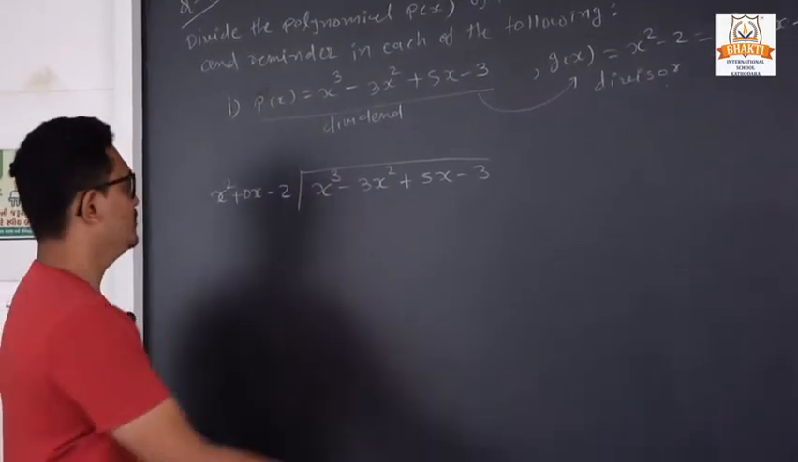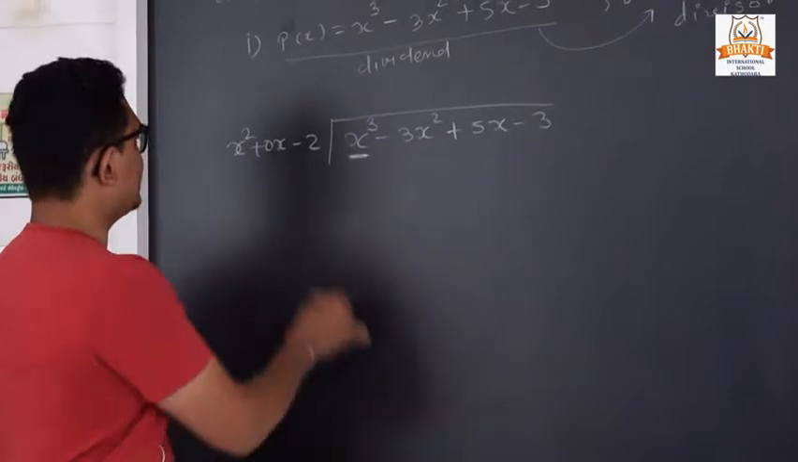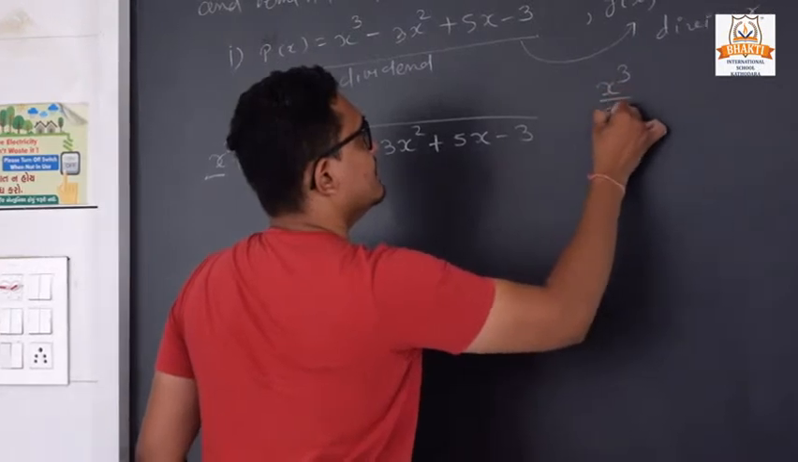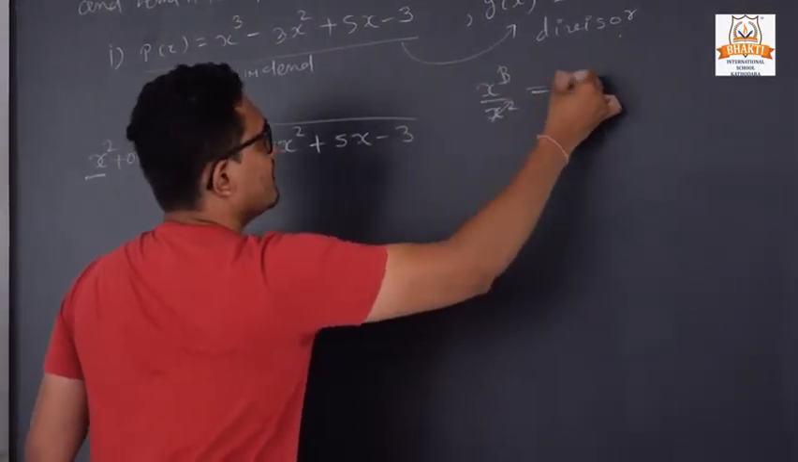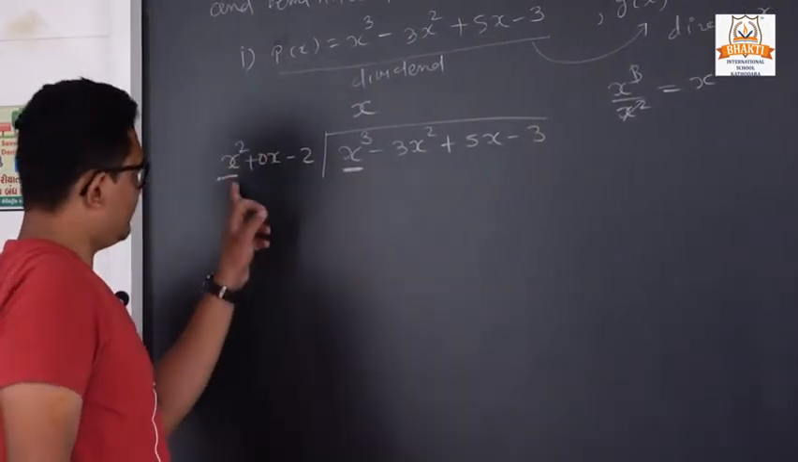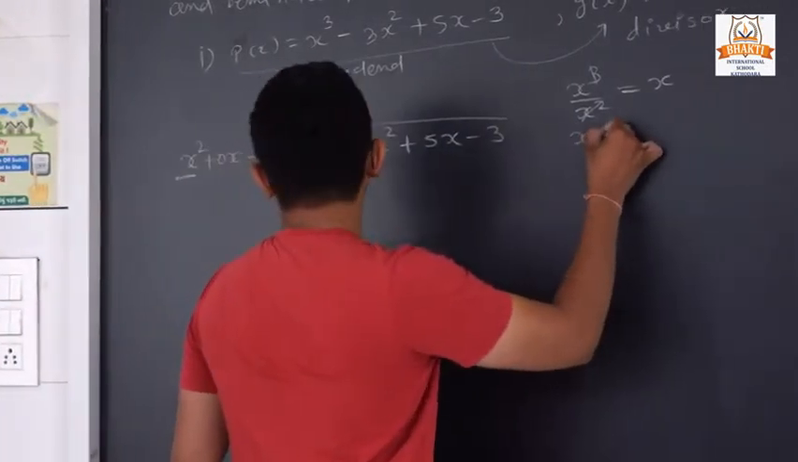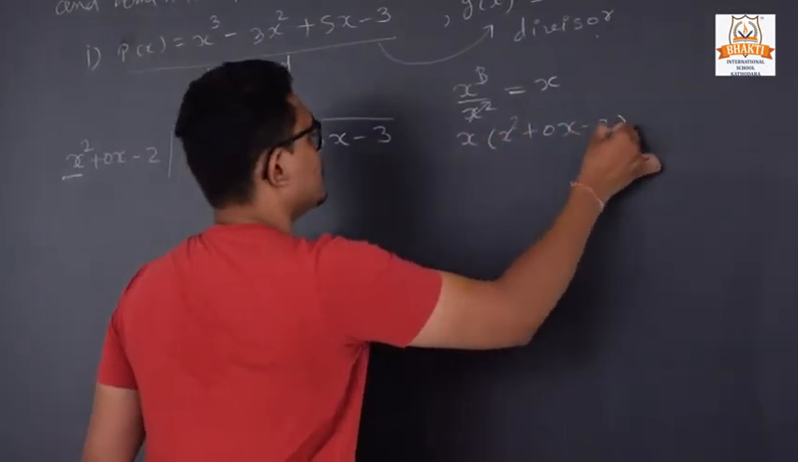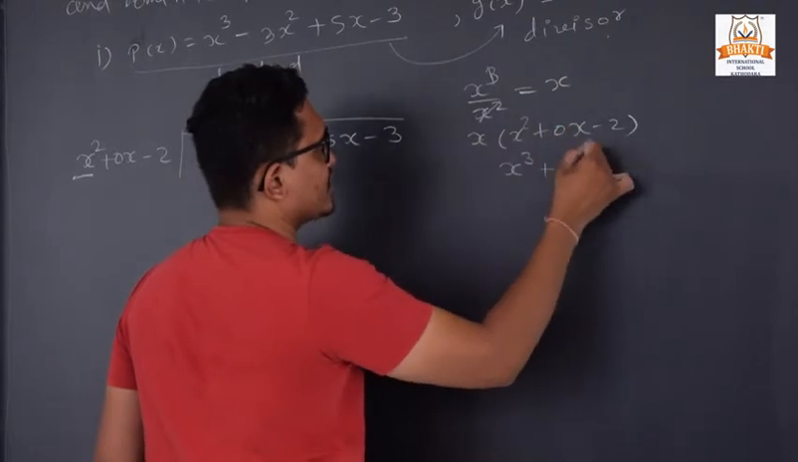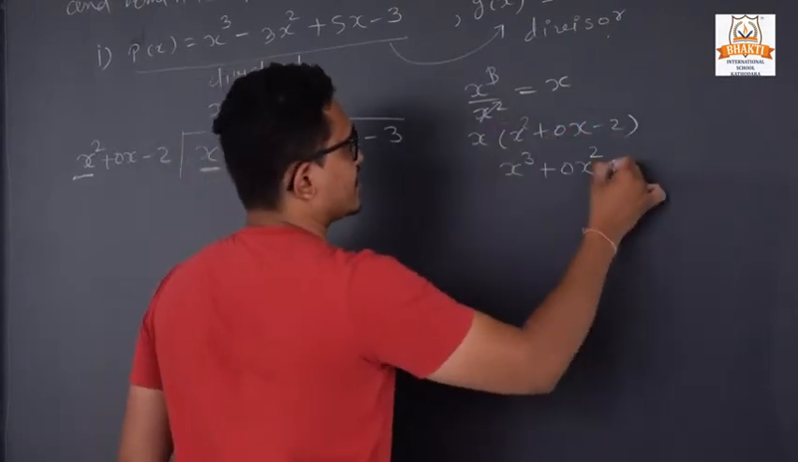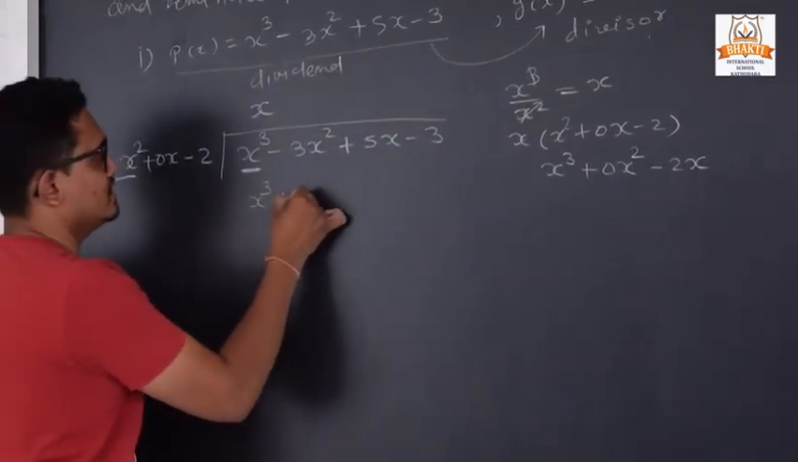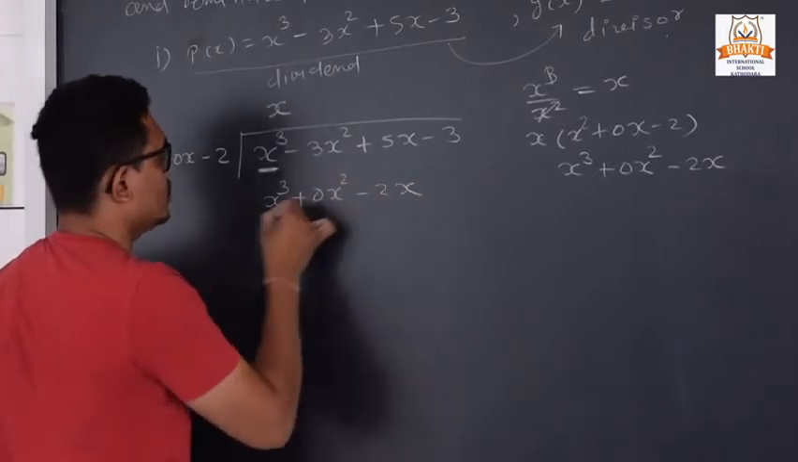Now same method. First of all, the first term of the dividend is divided by the first term of the divisor. So here x cube is divided by x square. Square and square cut, so we have only x. So here we will put x. Now x is multiplied with these 3 terms: x in bracket x square plus 0x minus 2. So x into x is x cube, then 0x square, and 2 into x is minus 2x. So we can write x cube plus 0x square minus 2x.